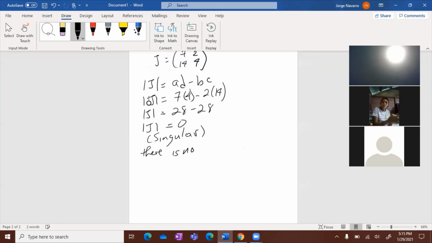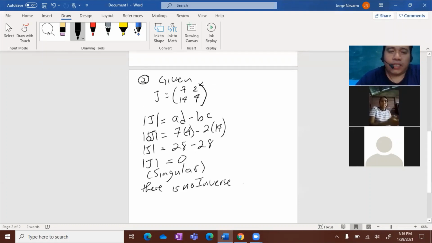is no inverse, right? There is no inverse. Because remember, in a singular matrix, there isn't an inverse. And we said last time that the reason there is no inverse is because of the 1 over 0, right? Because 1 over 0, of course, is undefined, or we say it is infinite. Yes, okay. That's the end of that question right there.